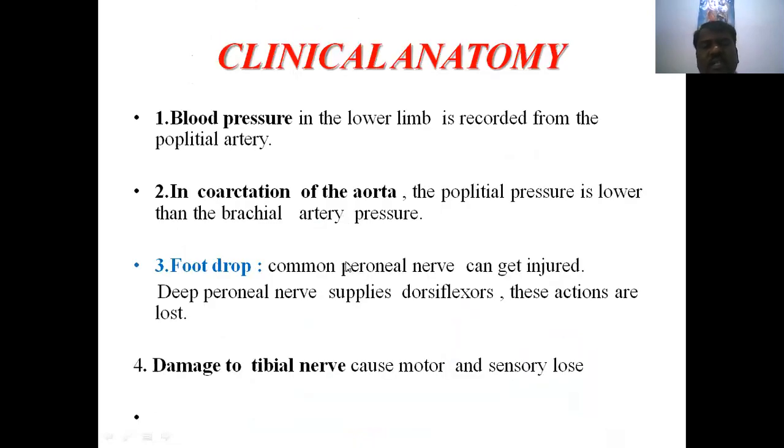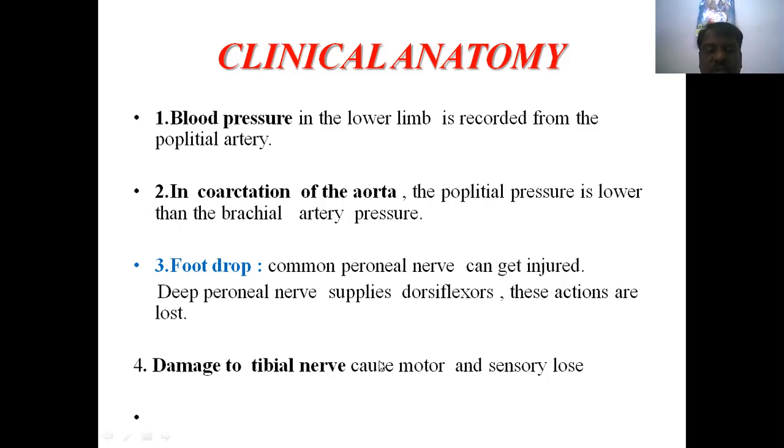Next, what is the clinical anatomy? Sometimes we record blood pressure from the popliteal artery, not only the brachial artery. Then coarctation of the aorta and foot drop. This is very important. Foot drop occurs when the common peroneal nerve is compressed and injured. The deep peroneal nerve supplies the dorsiflexors, so we lose the action of dorsiflexion of the foot. That is called foot drop when compressing the common peroneal nerve.